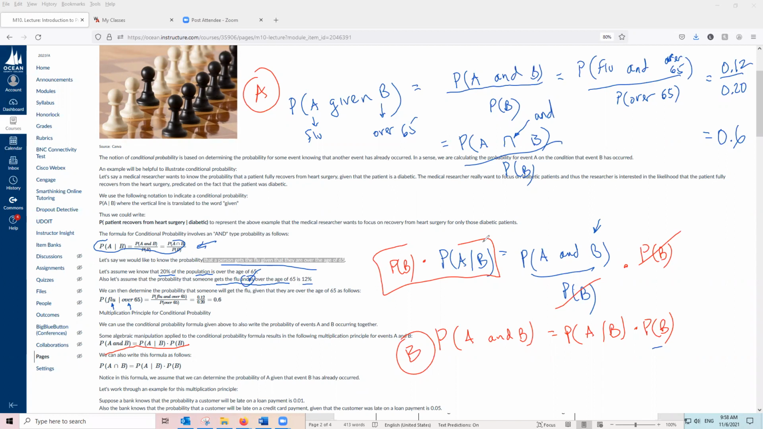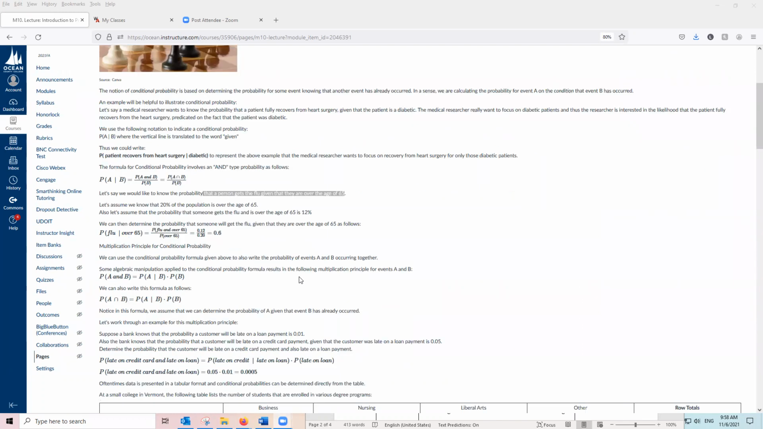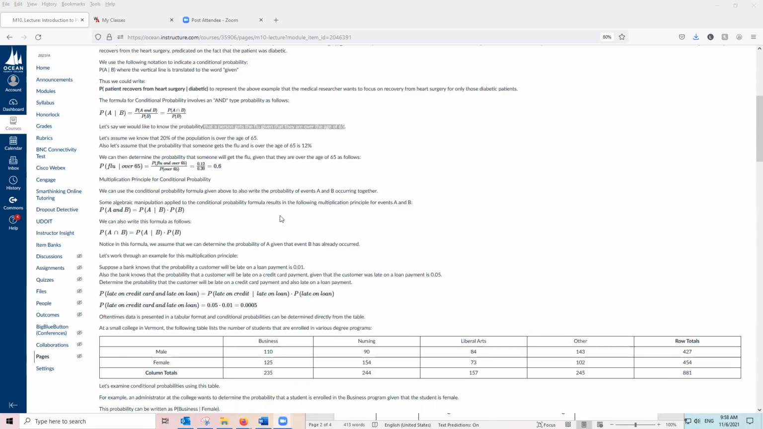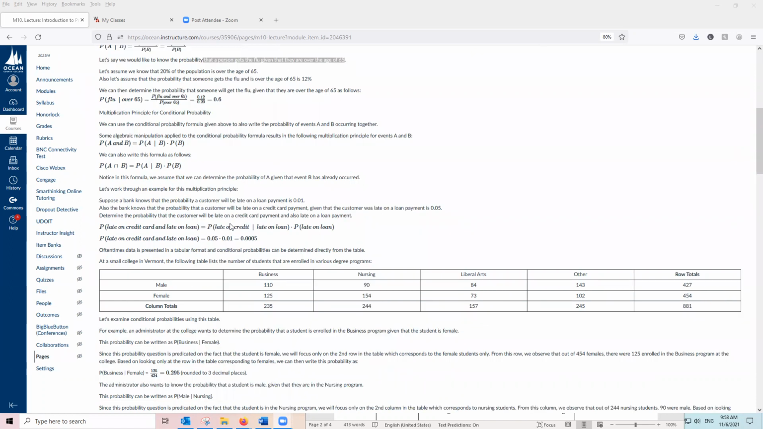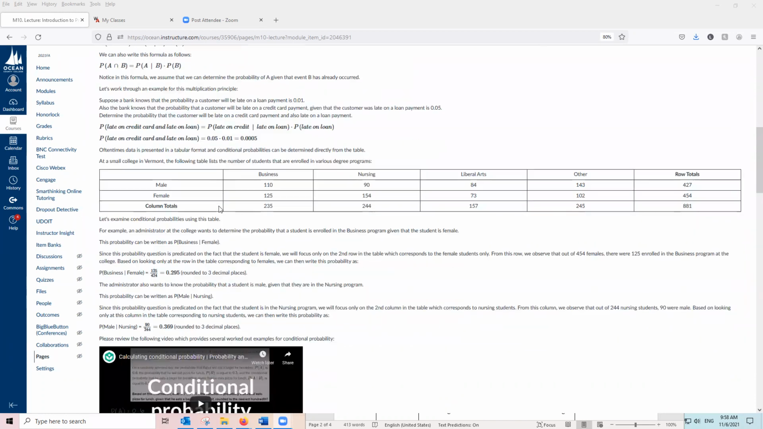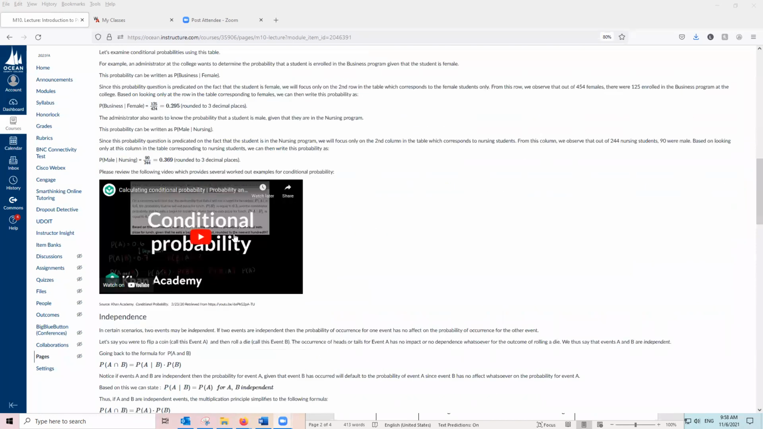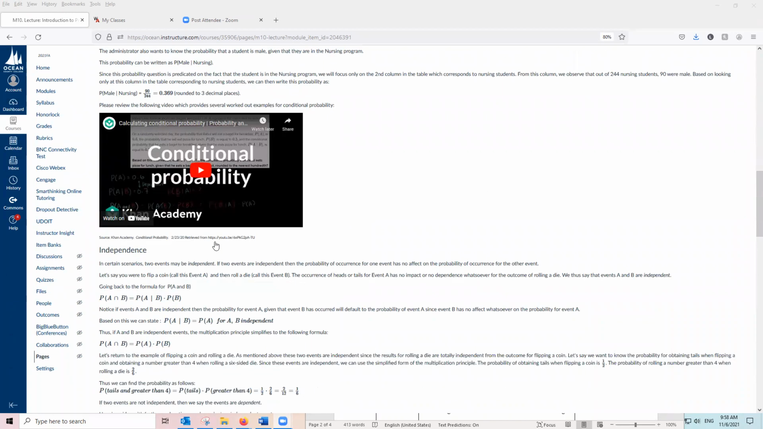All right, so let's go into WebAssign and do some examples. Before I do that, let me just scroll down a little bit. Please read through these examples, folks. These will be very helpful as you go into WebAssign, because some of the WebAssign problems will be very similar to this. And of course, please watch this video on conditional probability.